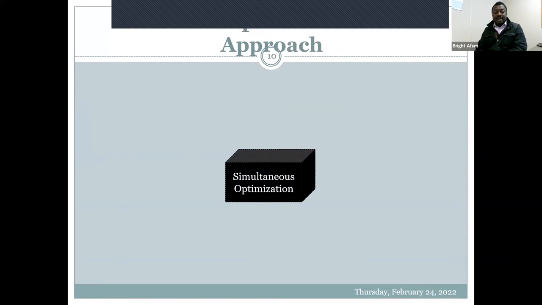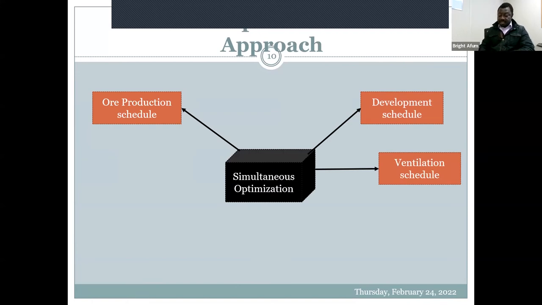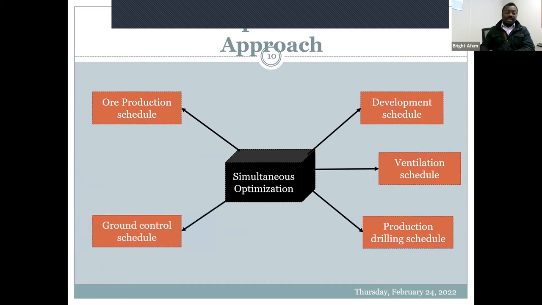Now, what happens is that there is a black box, which is the framework or the optimization model. So what the optimization model does is that it does the simultaneous optimization and is able to simultaneously identify the ore production schedule, which is key for the mine planner. It's able to define the development schedule. It's able to define the ventilation schedule at the same time. Simultaneously, we are able to know the drilling schedule. We are also able to know the ground control, that's the rock support systems, and the schedule that you need to be able to achieve the ore production.